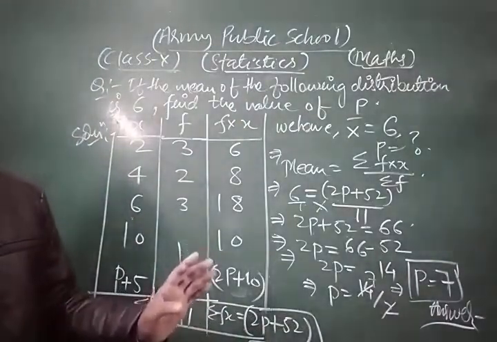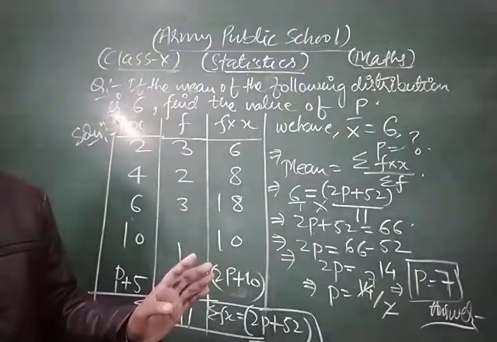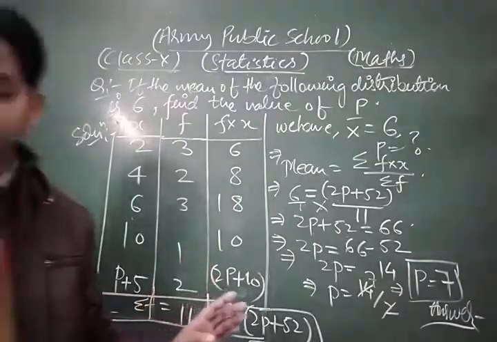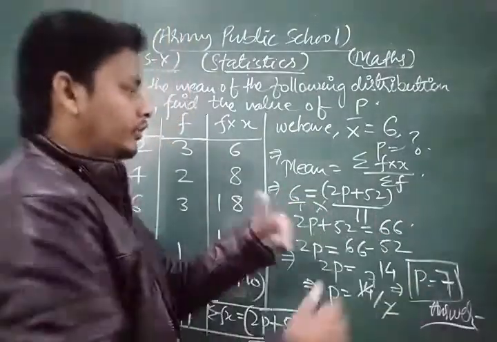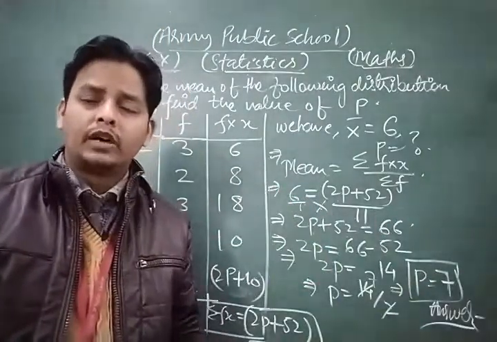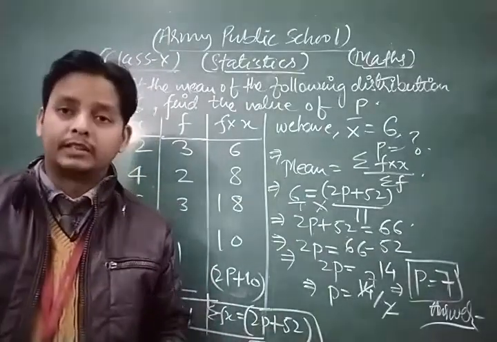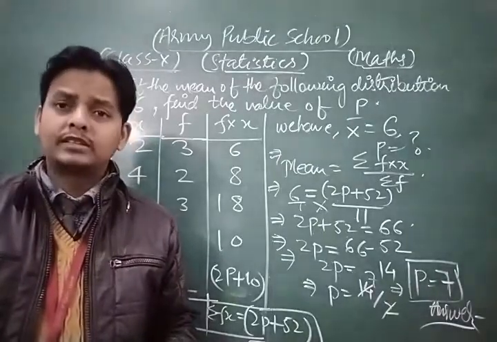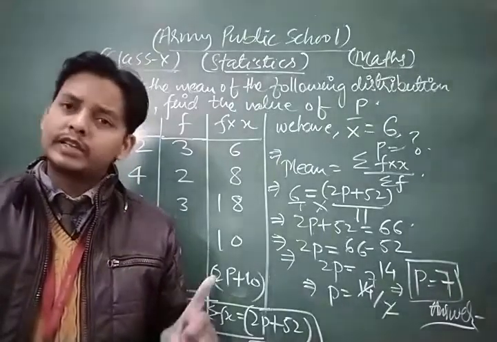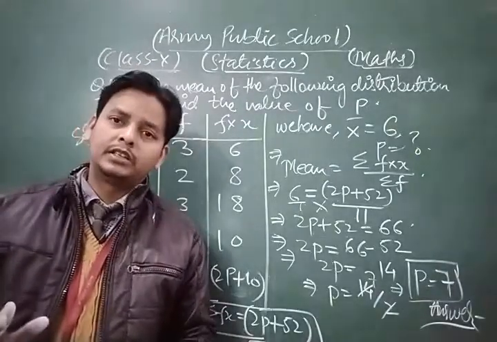Similarly, you apply the same process for solving that question. Now, dear students, the other formula for finding the mean of the given distribution is what? That is the assumed mean method. First, dear students, in today's class we take and solve the question based on the direct method.